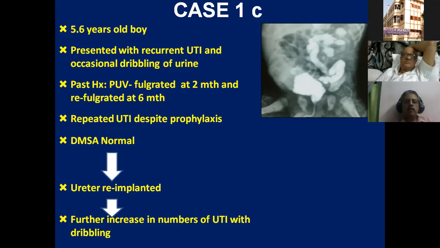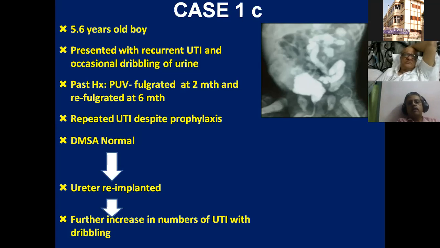Moving on to another child. The child presented with recurrent UTI with occasional dribbling of urine. Had a history of posterior urethral valve, which was fulgurated at 2 months and refulgurated at 6 months.